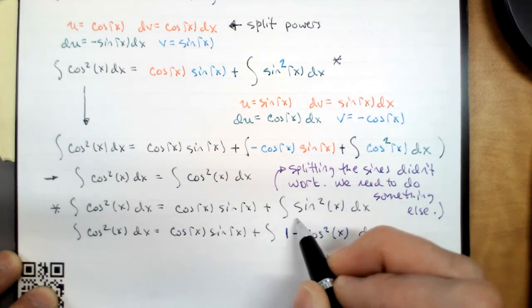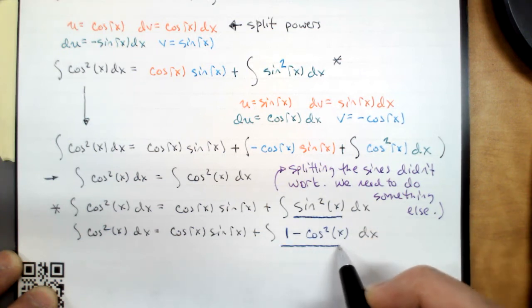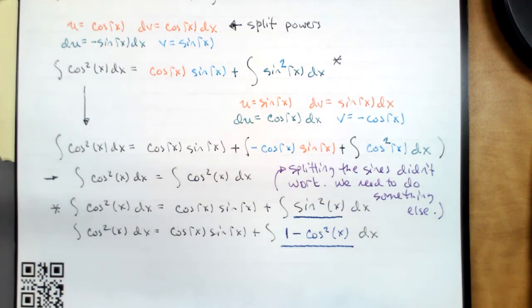All I'm doing is replacing this sine squared with 1 minus cosine squared. That is increasing the number of cosines, but it's increasing the number of cosines in a good way. So all I did was replace sine squared with 1 minus cosine squared. We can always do that if it's convenient for us to have two terms, or in this case, the convenience is we get to look at the integral of cosine squared. So after we split these terms, we'll have a copy of the original integral.